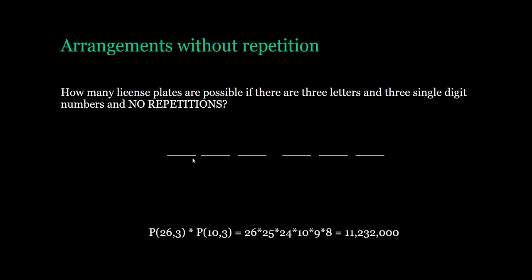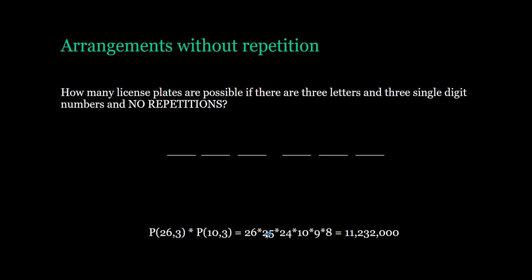Now for each of these, I need to consider the number of options for this counting problem. Since there are 26 letters available for the first, I would have 26 possible letters for the first times 25 for the second and 24 for the third. The number reduces there because we cannot have repetition. For the digits, before, when we could have repetition, we had 10 times 10 times 10. Now we have 10 times 9 times 8, so that we do not have 3 threes in a row.